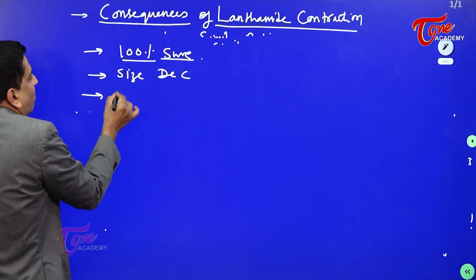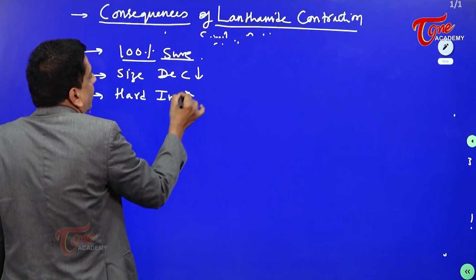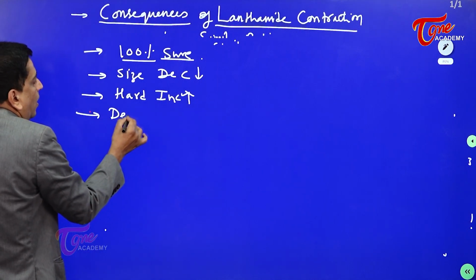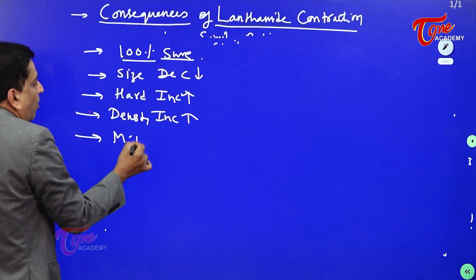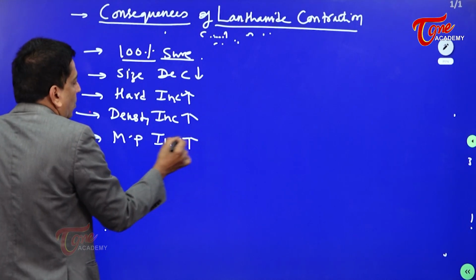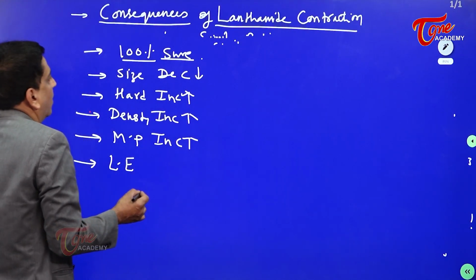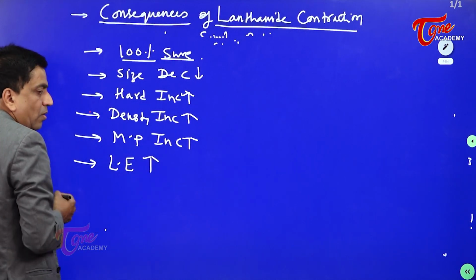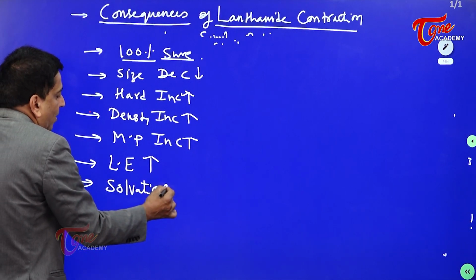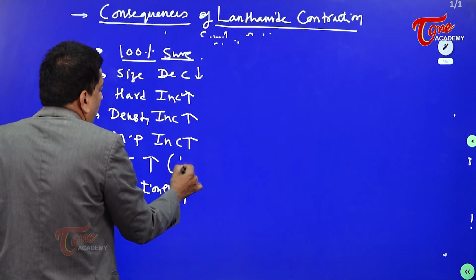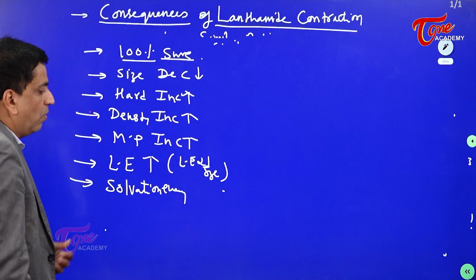So the size decreases, hardness increases, right? Density increases, melting point increases, lattice energy, as the size is decreasing, the lattice energy will also increase, right? Solvation energies, because lattice energy is inversely related to size, recollect, right? So lattice energy increases. Now what is solvation energy?